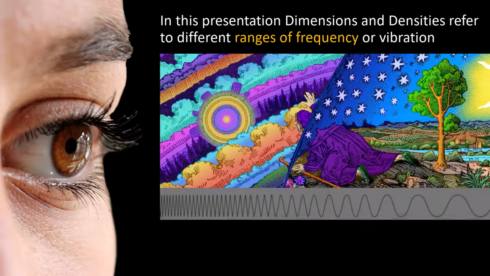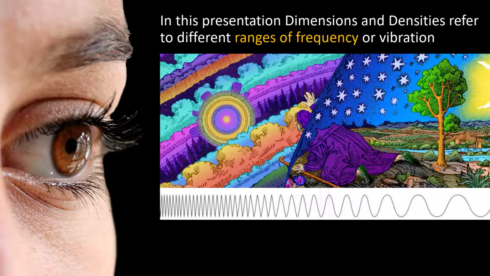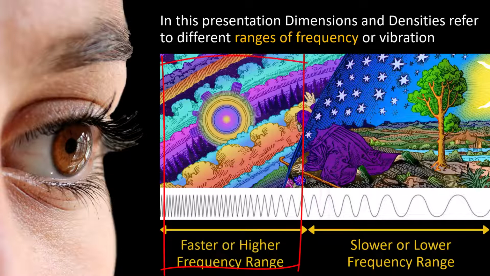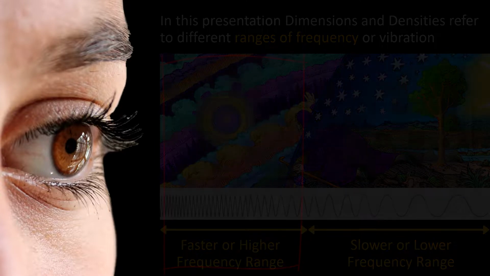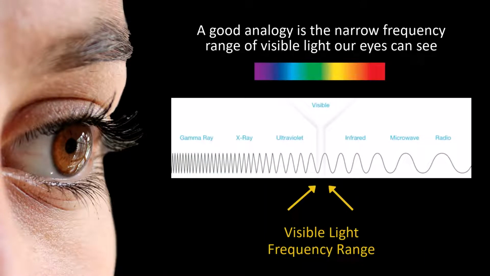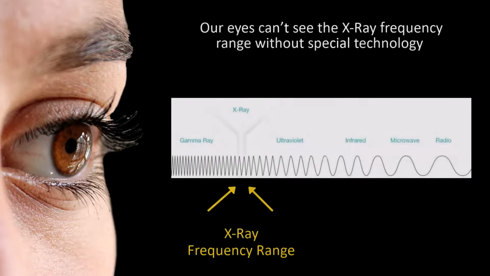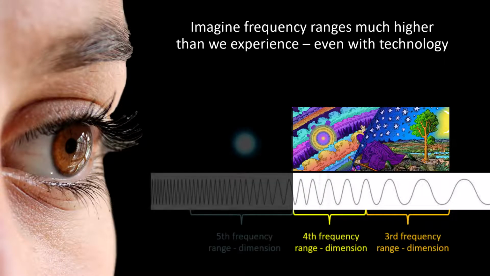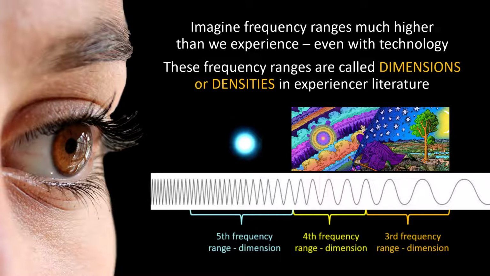In this presentation, dimensions and densities refer to different ranges of frequency or vibration, a slower or lower frequency range, and a faster or higher frequency range. A good analogy is the narrow frequency range of visible light our eyes can see. Our eyes can't see the X-ray frequency range without special technology. Imagine frequency ranges much higher than we experience, even with technology. These frequency ranges are called dimensions or densities in experiencer literature.